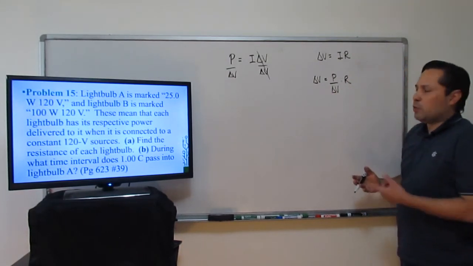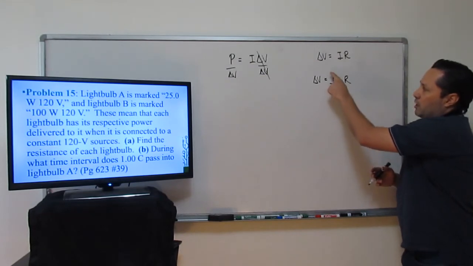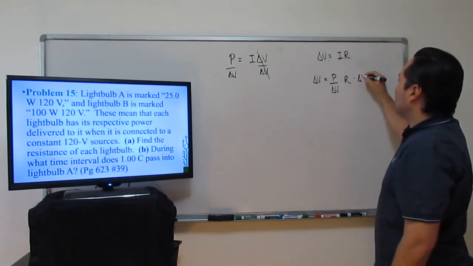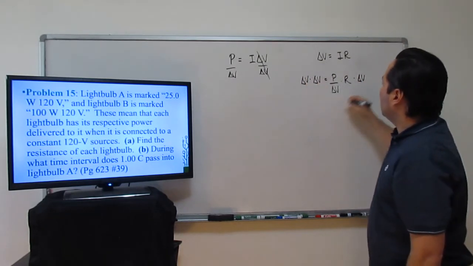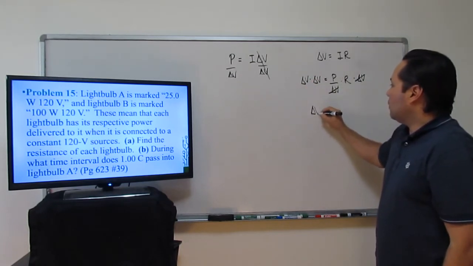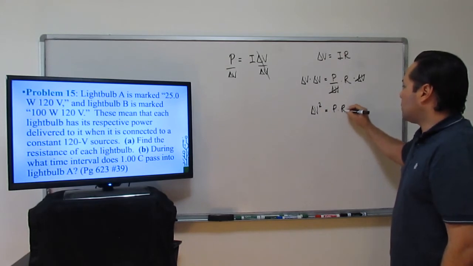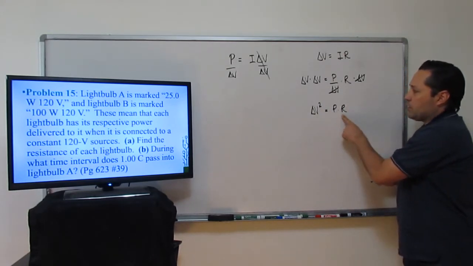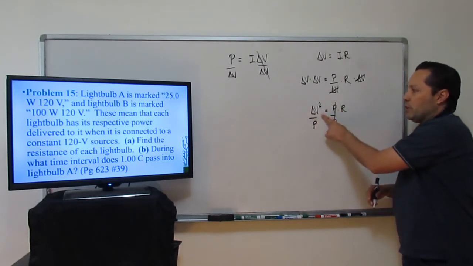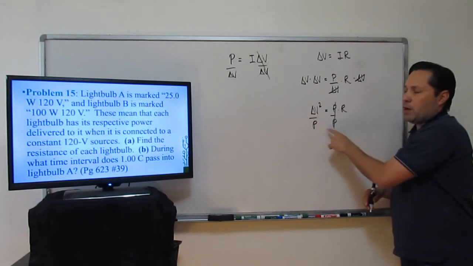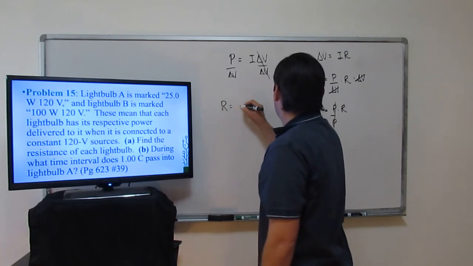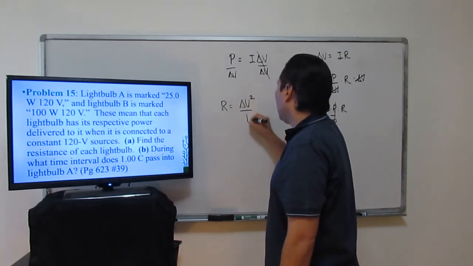Now I want to modify this a little bit. I want to isolate the R, so I need to get rid of the P and the V. I'm going to multiply both sides by delta V. So it cancels out, giving us V squared is equal to power times resistance. Now I'm going to divide both sides by power. And there we go. Resistance is the potential difference squared divided by the power. That is the formula we're going to use. So let me rewrite it. Resistance is delta V squared over P.